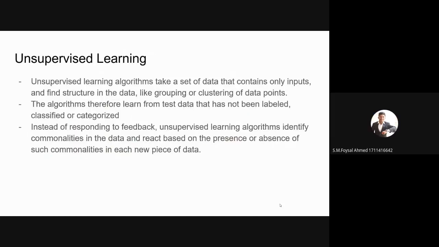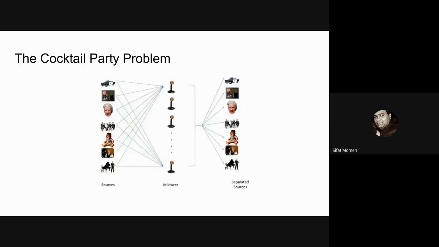So in unsupervised learning, okay, an unsupervised learning algorithm takes a set of data that contains only the input and finds structures in the data, like grouping or clustering the data points, right? The algorithms therefore learn from test data that has not been labeled, classified, or categorized. ঠিক আছে? Okay. So we'll see some examples.